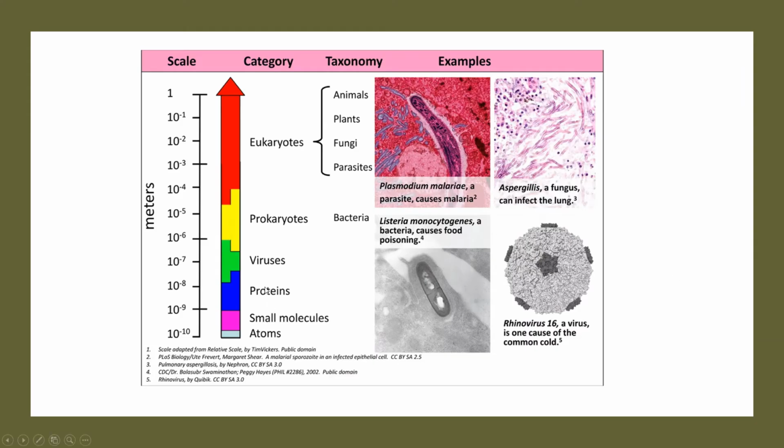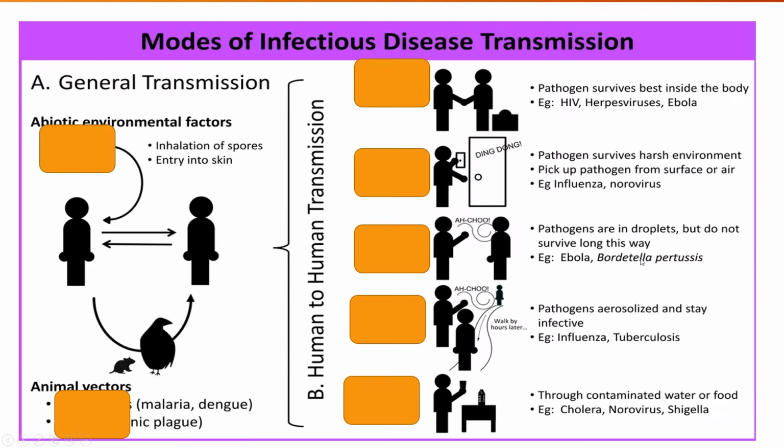So you can have your viruses, which are really, really small, and then you've got your prokaryotes, which are your bacteria, and then your eukaryotes, which are your parasites, your fungi, and your larger things. Just to give you an idea of how small these things are in your body. So modes of infectious disease transmission, and after this year, this should look very familiar to you.